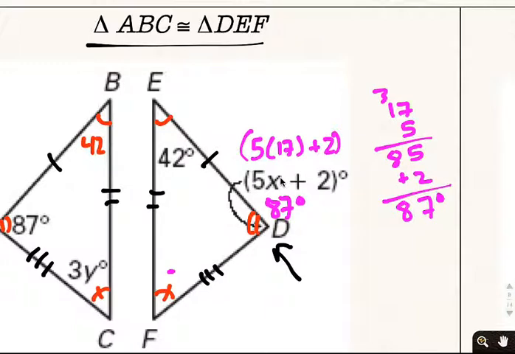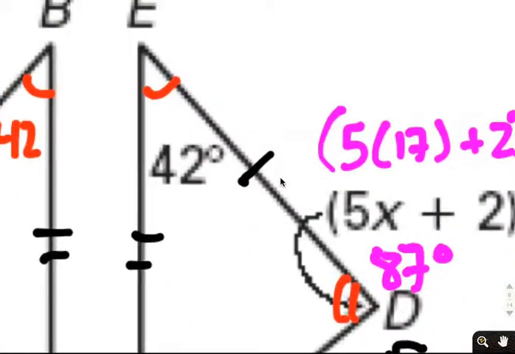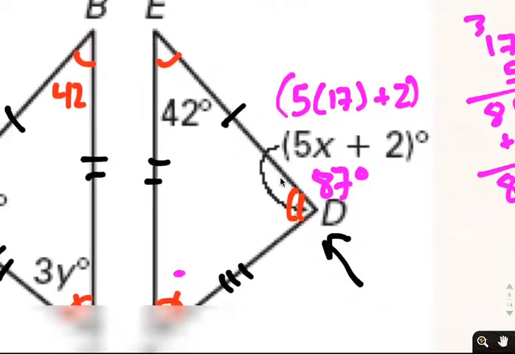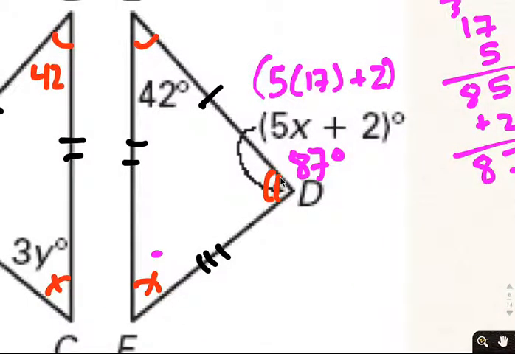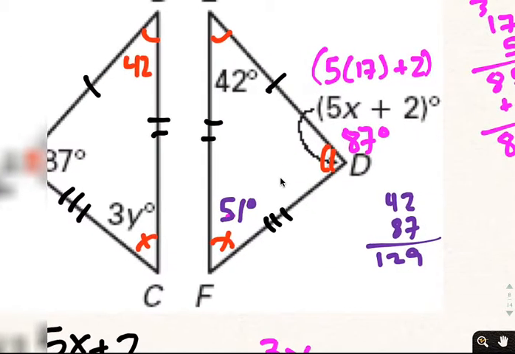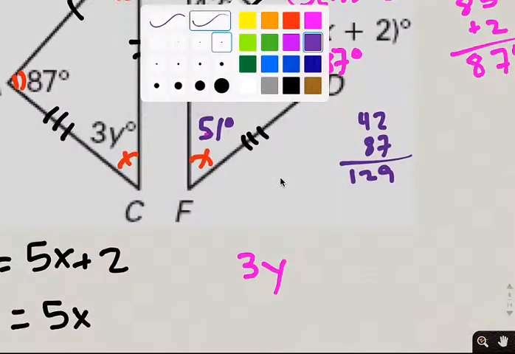But wait a minute. If that angle is 87 and this angle is 42, don't the three of them have to add to 180 degrees? And the answer to that is, of course, yes. So if I add 42 and 87, I'll get 129, right? And if that's 129, that means this angle is the remainder to get to 180. So that's going to be 51 degrees, right? Which actually becomes the second part of my equation.